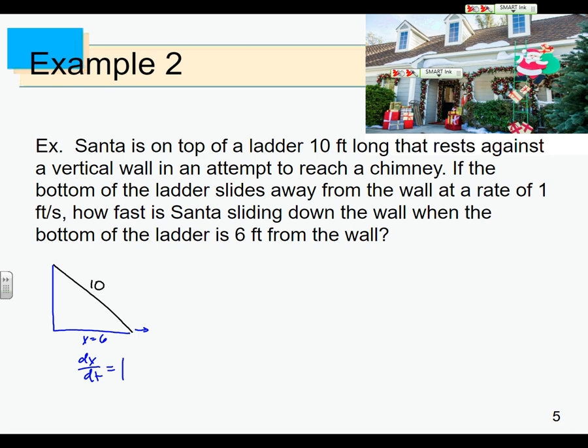So I'm wondering how fast this ladder is going down the wall. Since that's going in the y direction, we'll call that dy over dt. That's what I'm looking for. Well, I have a nice right triangle right here, and I'm pretty sure whenever I have a right triangle, the way that the three sides relate to each other is that x squared plus y squared equals r squared.